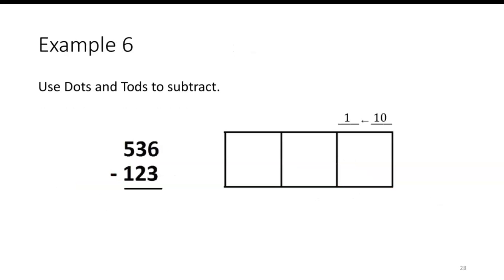So let's use dots and Tods to subtract. If I have 536, I would put 500, so 5 dots, and then 3 dots, and then 6 dots. And I want to subtract 123, so I put a Tod, 2 Tods, and 3 Tods.